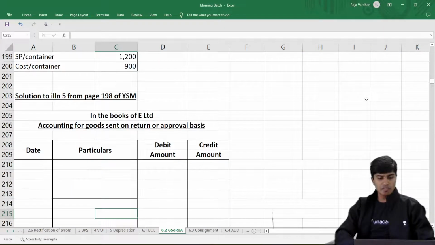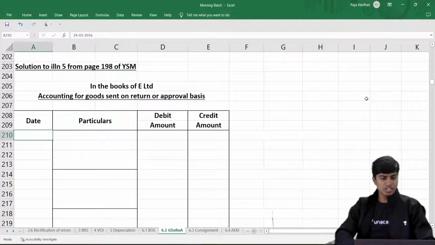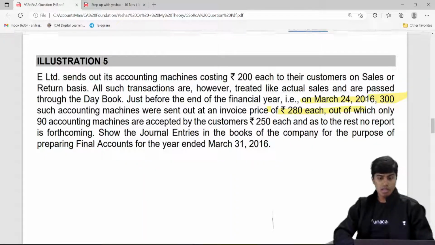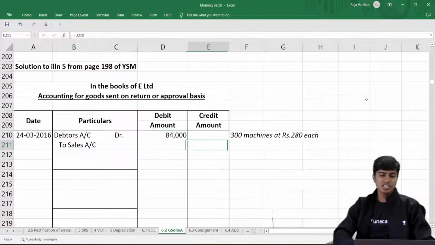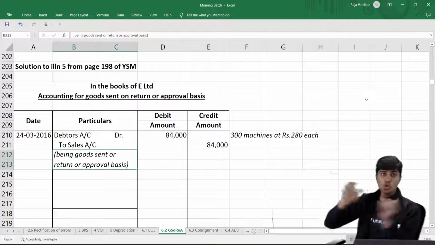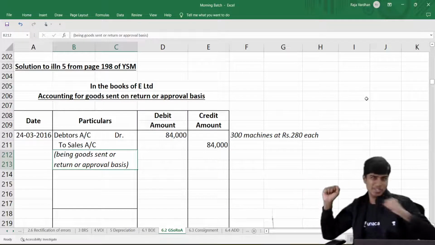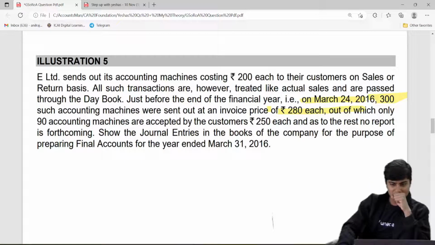This is in the books of E Limited. Solution to illustration number 5. I'll write 24th of March. Debtors account debit to sales account. This is 300 accounting machines into 280 each, 84,000, being goods sent on return or approval basis. What's happening after that? Out of which 90, oh my cursor is a little invisible.